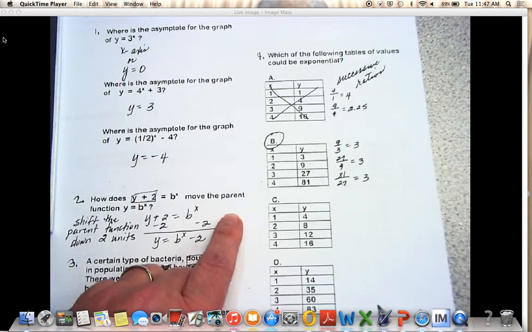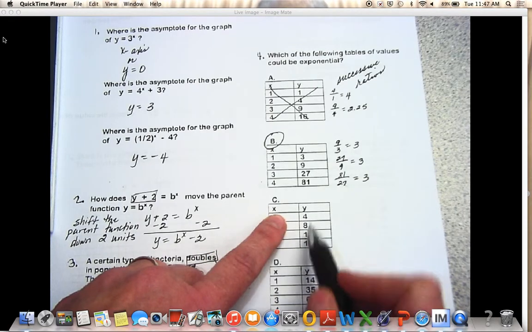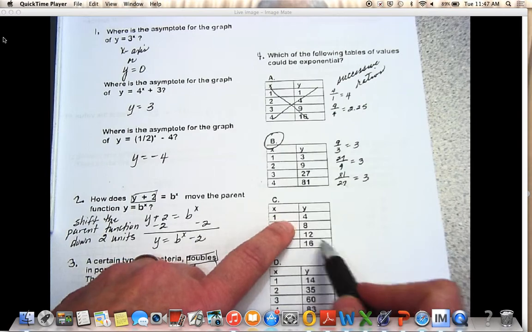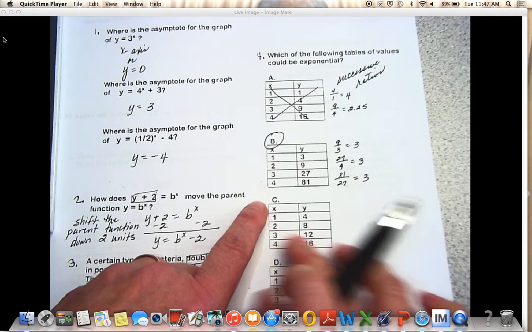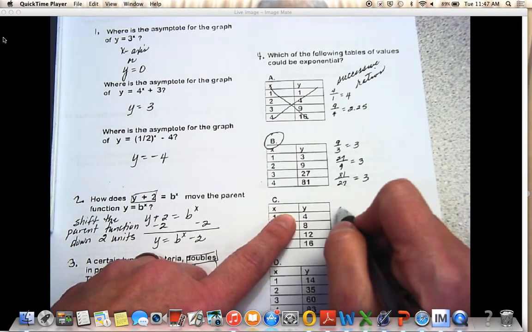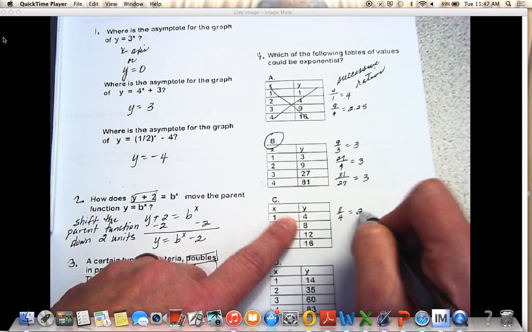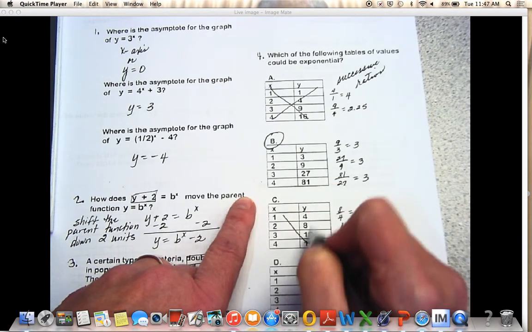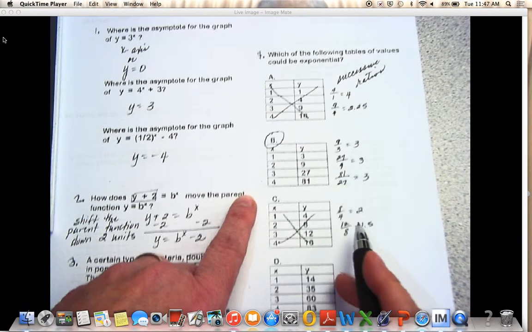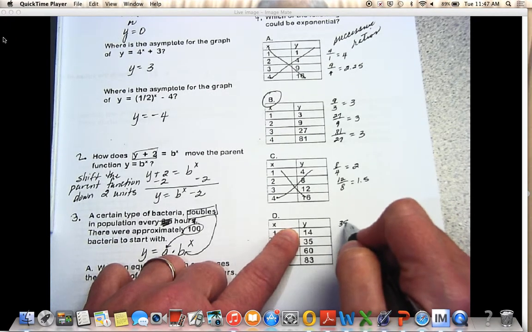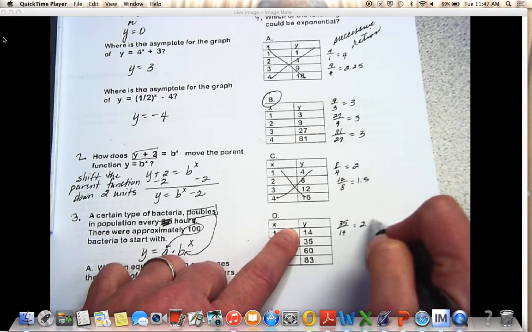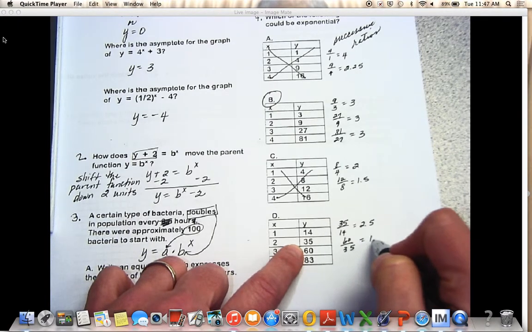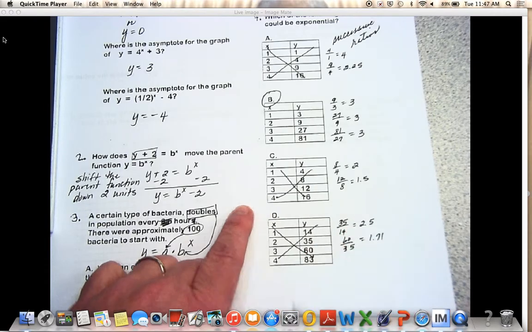You want to be careful of things like C. You'll see they've got 4, 8, 12, 16. They're adding 4 each time. That's linear. All right, and that's not what we're checking for. I'm just going to do a couple of them so they're on here. And so we know why they're not exponential. That one gives me 2 and 1.5. This one, 35 divided by 14 would be 2.5. And 60 divided by 35, about 1.71. That's why those don't work.